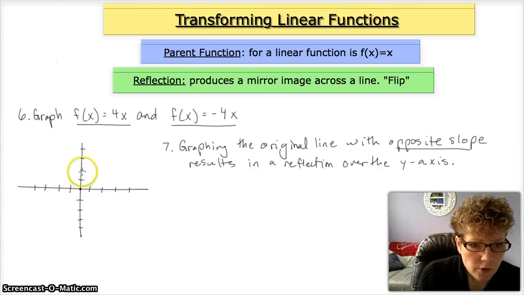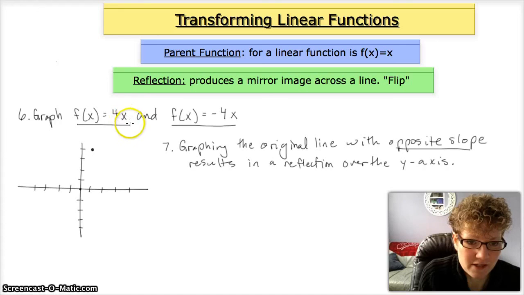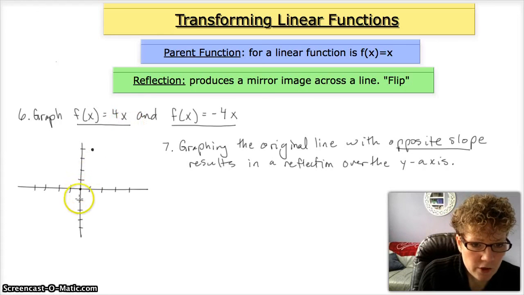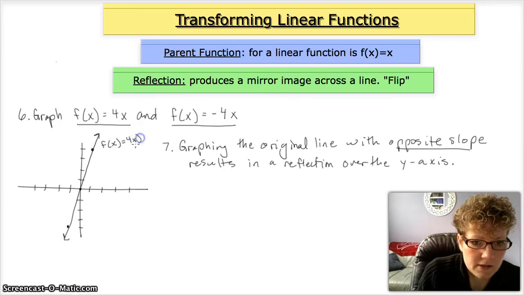Rise over run. So we're going up 4, 1, 2, 3, 4 over 1. I start at the origin. I have to remember to say that because if I have just 4x, it means it's 4x plus 0, so 0 would be the origin. So I go down 4, back 1. Okay, so this is going to be a very steep line, and this is representing f of x equals 4x. It's a positive slope going up from left to right.